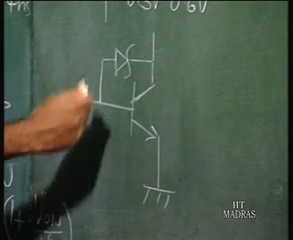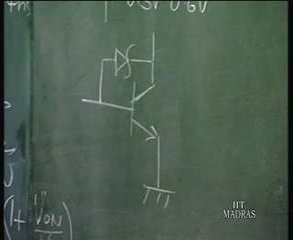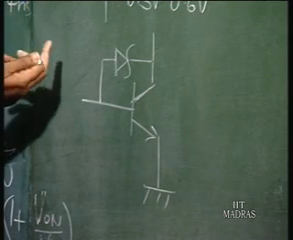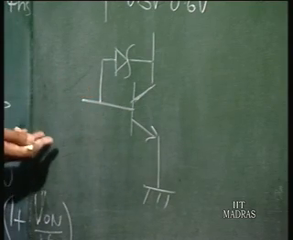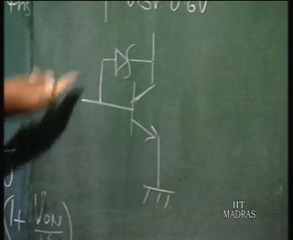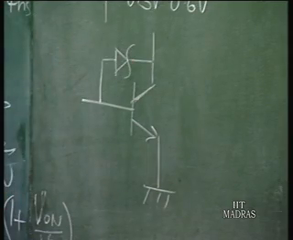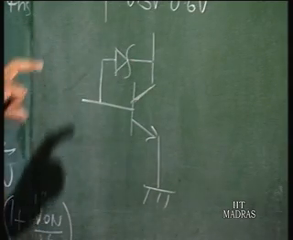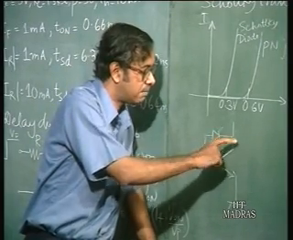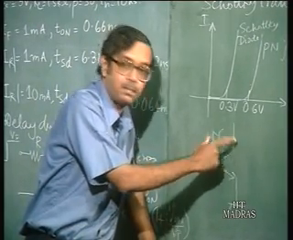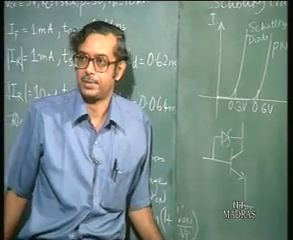Suppose you look at this transistor. What happens in the circuit is that in order to drive this transistor to saturation, you increase the base current, and as the base current is increased, the collector voltage drops, and as the collector voltage drops, the base collector junction gets forward biased and the transistor goes to saturation.